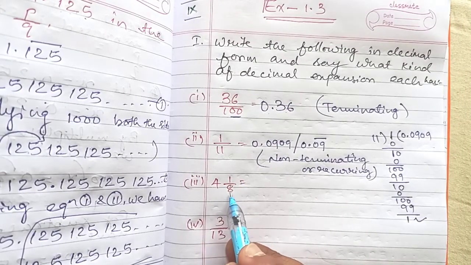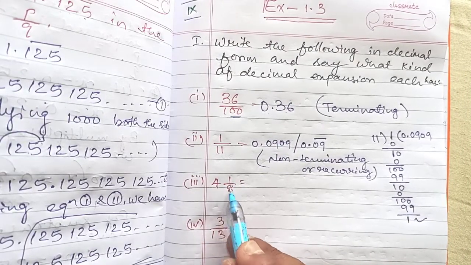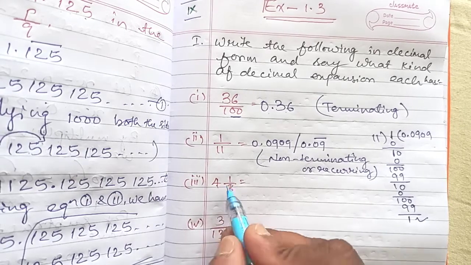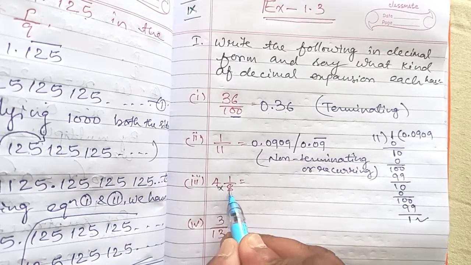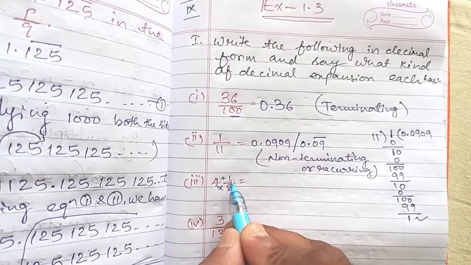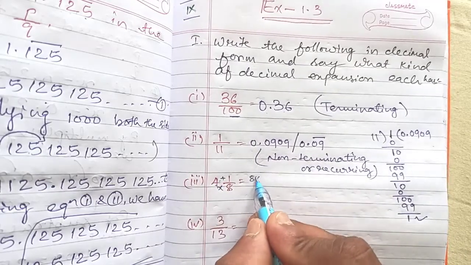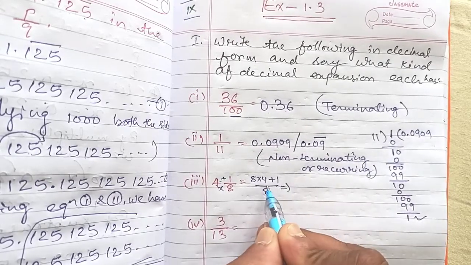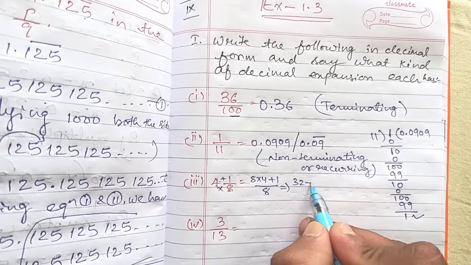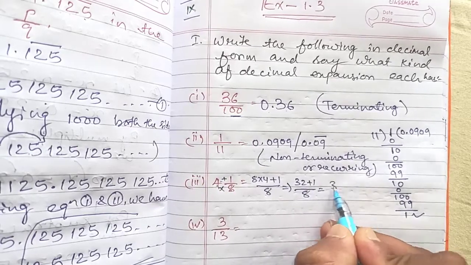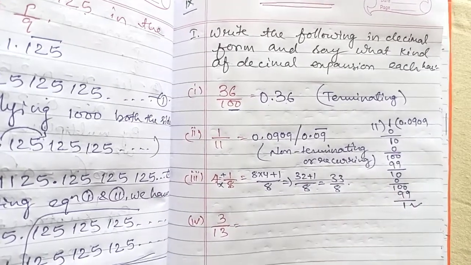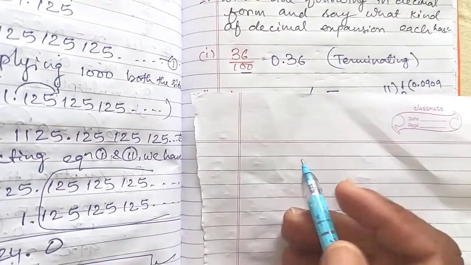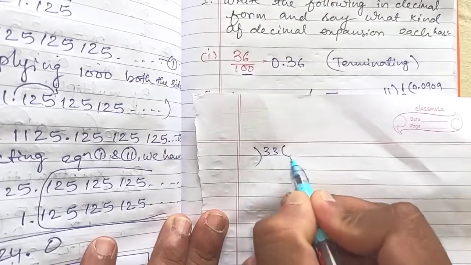Now this question is given in the form of a mixed fraction. This is a natural number and this is a fraction. So multiply: 4 into 8 plus 1, whatever result you get. So 4 and 1 by 8 becomes 8 times 4 is 32, 32 plus 1 is 33 by 8. So we will get 33 divided by 8. In a rough area I am dividing 33 by 8.